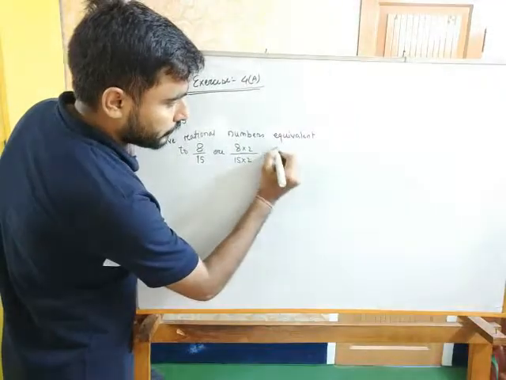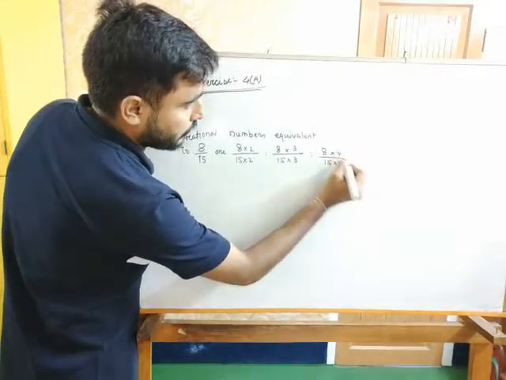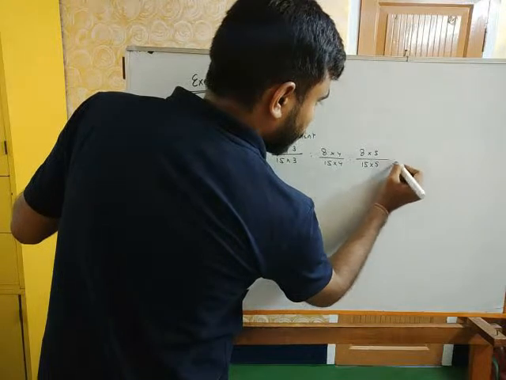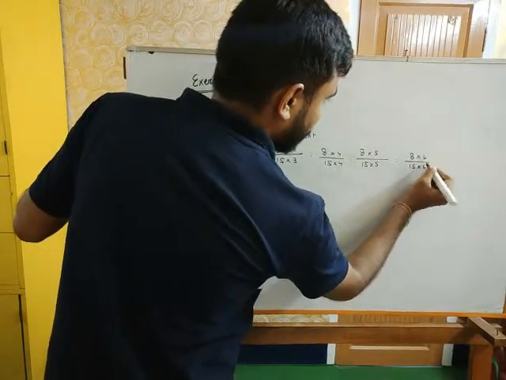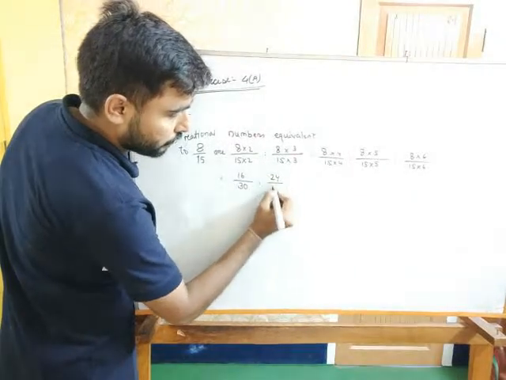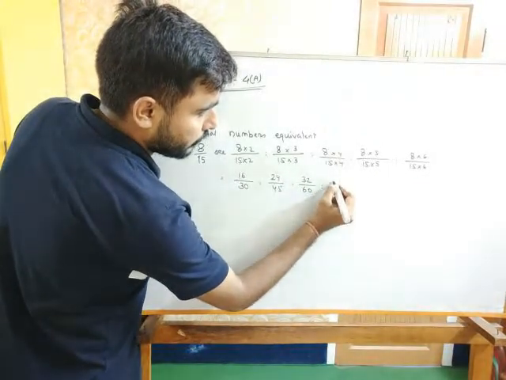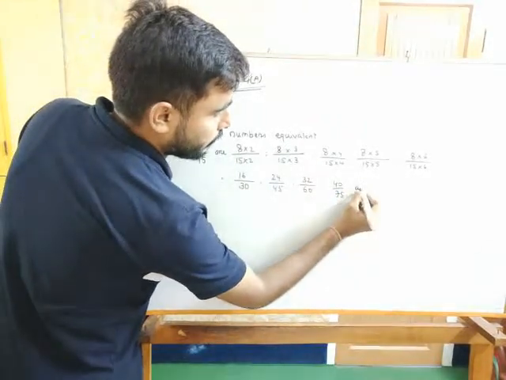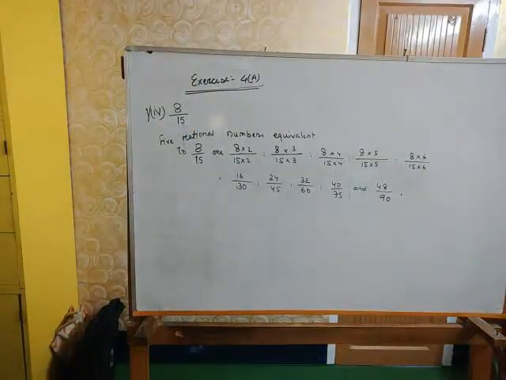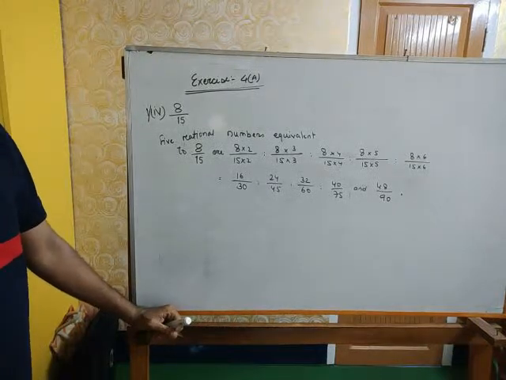Okay, into 3, into 3. 15 into 3 is 45. 32 by 60. 40 by 75. And 48 by 90. Written? Is it written, all of you?